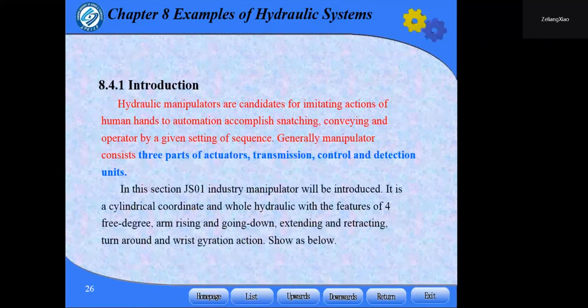This section, the GS01 industry manipulator, will be introduced. It uses a cylinder and the whole hydraulic system with the features of four degrees of freedom, for example, arm rising and going down, extending and retracting, rotating around, and the waist rotation action.